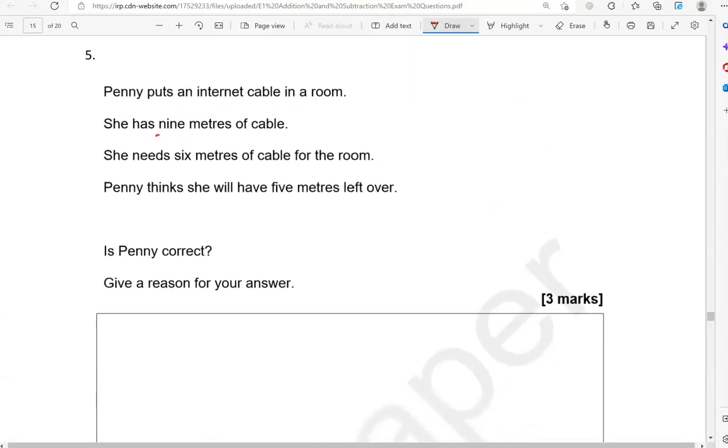Penny puts an internet cable in a room. She has 9 meters of cable. She needs 6 meters of cable for the room. Penny thinks she will have 5 meters left over. Is Penny correct? Give a reason for your answer.